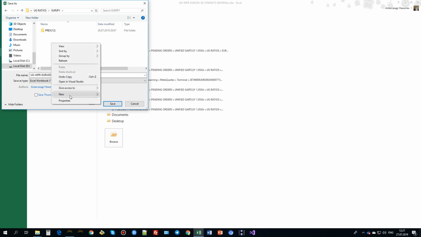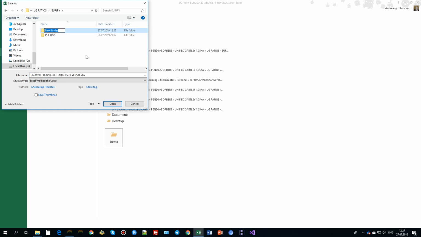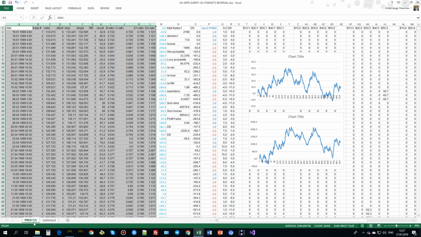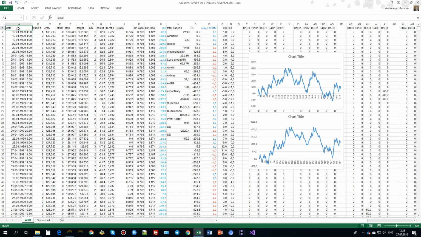I need to create a new folder called WPR, and inside of this folder I will create UGWPR EURJPY 30 minutes 3 targets reversal. The rest is absolutely the same, and let me rename it as WPR here. Okay, now it is WPR EURJPY 30 minutes 3 targets reversal.